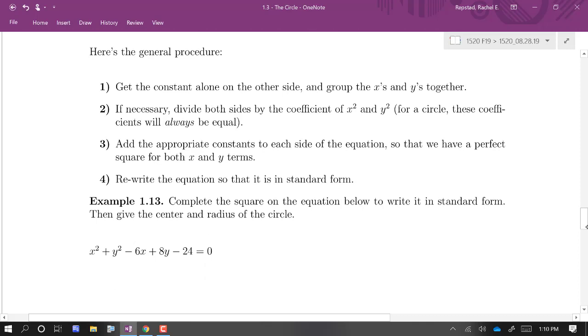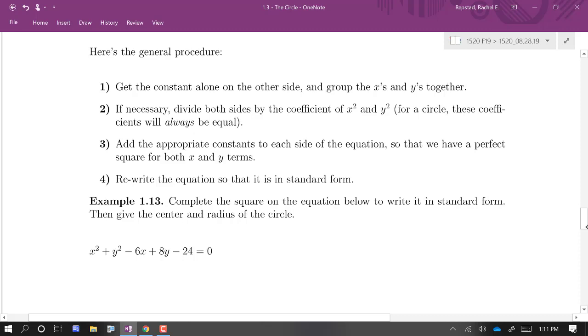You have probably seen, or anybody who took pre-calc here has seen, where you can complete the square to solve a quadratic equation. Now we're going to complete the square, not necessarily to solve the equation, but just to rewrite an equation. And it works pretty much the same way.